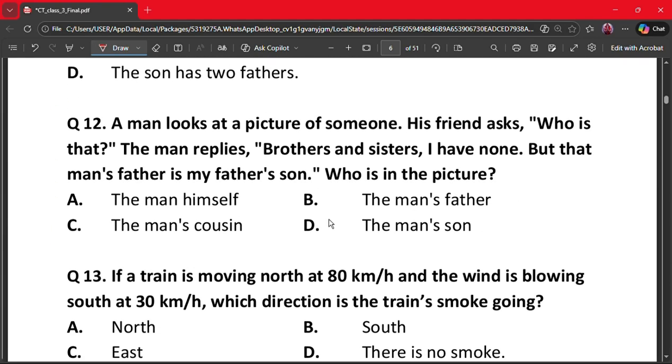Our next question, question number 12. A man looks at a picture of someone. His friends ask, who is that? The man replies, brothers and sisters, I have none, but that man's father is my father's son. Who is in the picture? So let's decode it. That man's father is my father's son. So the man is pointing at himself.